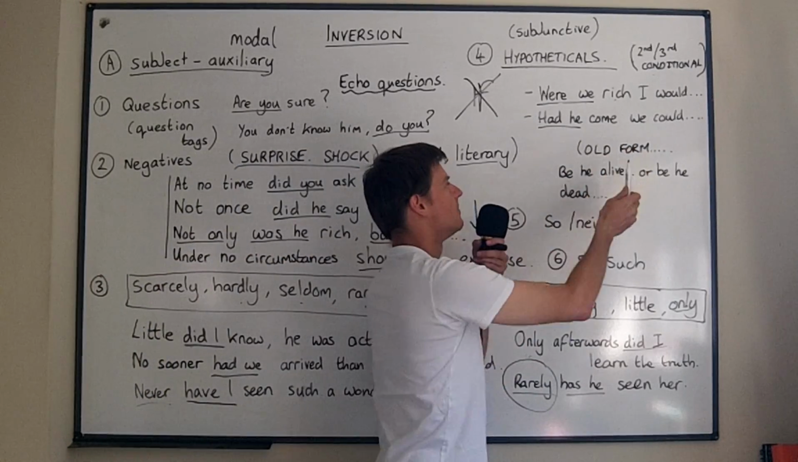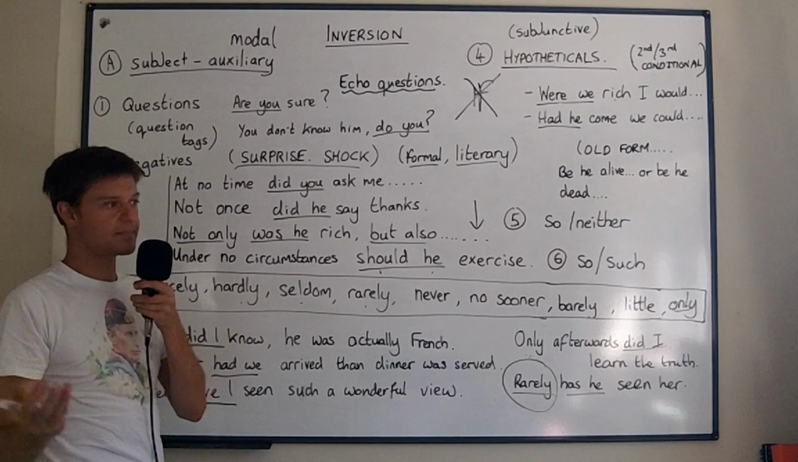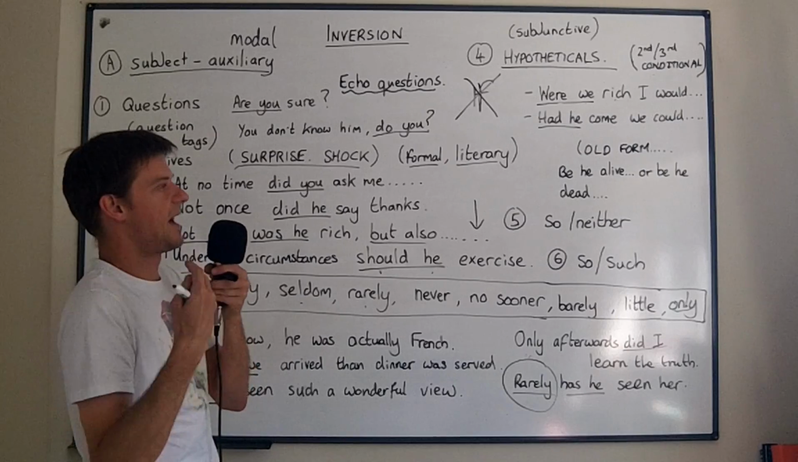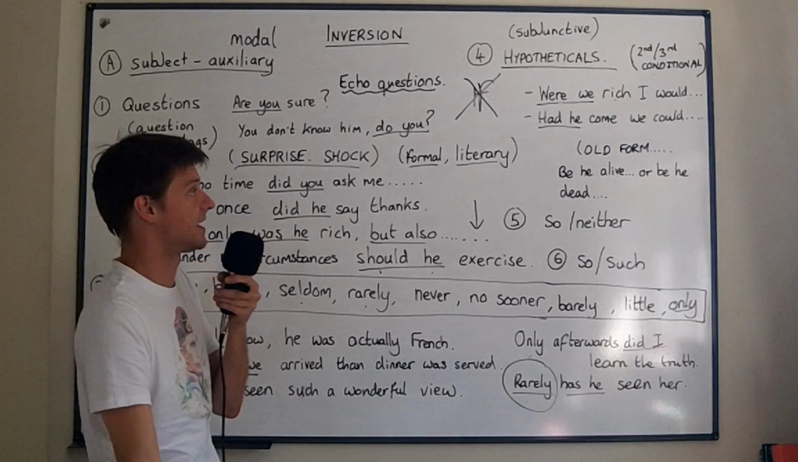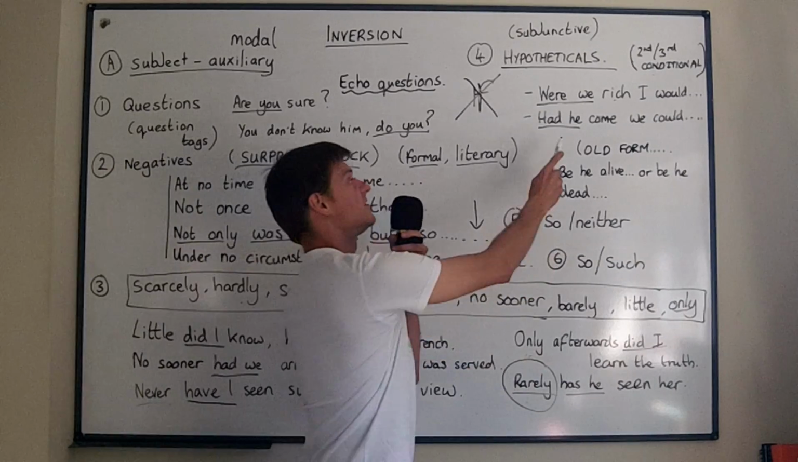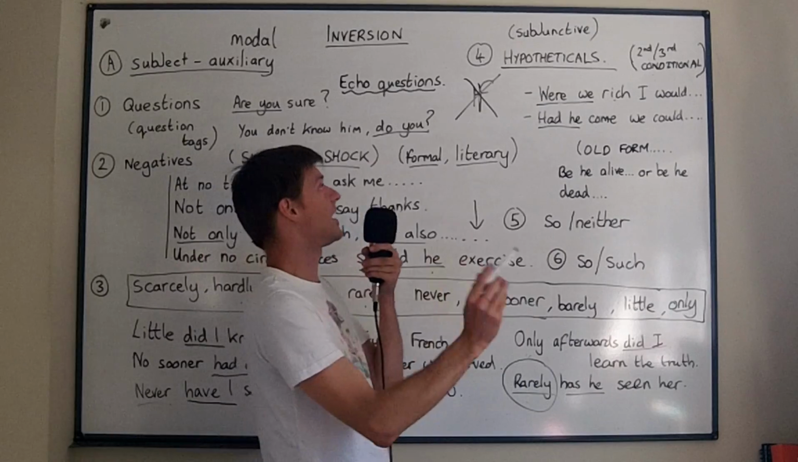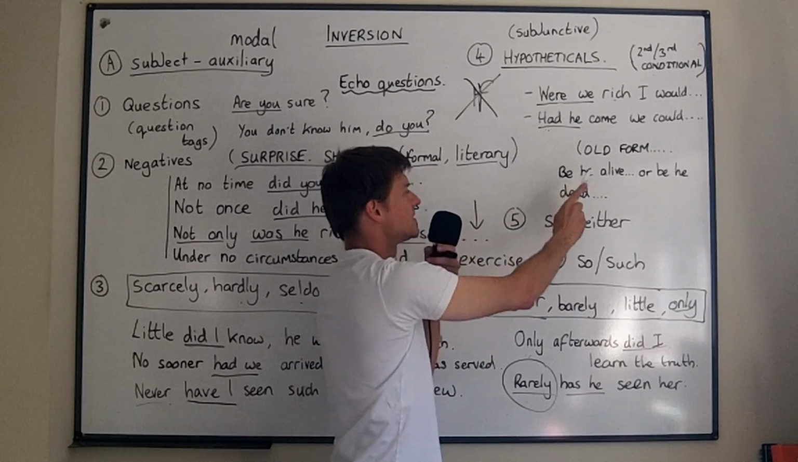So had he come, we could have, I don't know, eaten, I don't know, had he come to the party, we could have invited his wife too. Something like that. So again, it's if he had come to the party, we could have invited his wife. It's the same as third conditional. Okay, so it's another time when we invert.